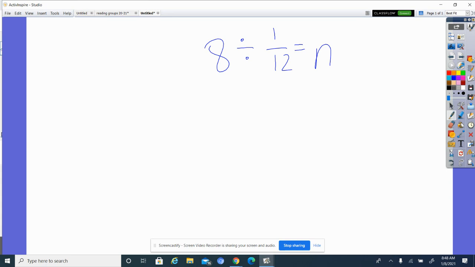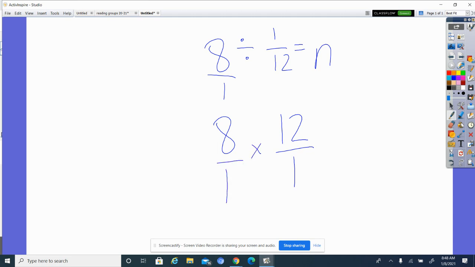Okay? So, what are we going to do? Put 8 over 1. Do I need to put 8 over 1? Am I inverting 8? No. Which number am I inverting? The one that's being divided by. Okay? So, 8. And we invert and multiply. So what's going to be inverted? 1/12. What's it going to be inverted to? 12 over 1. We invert and multiply.